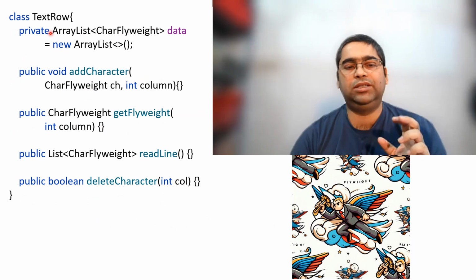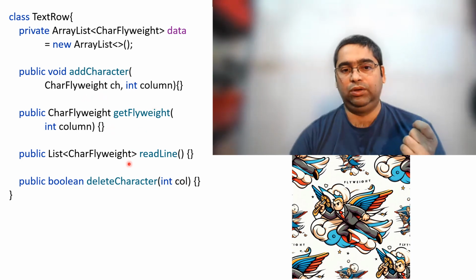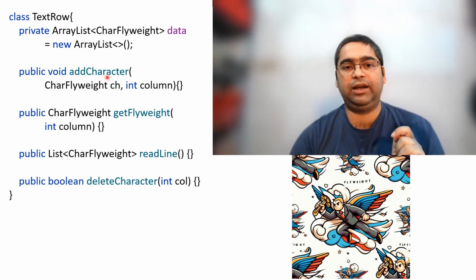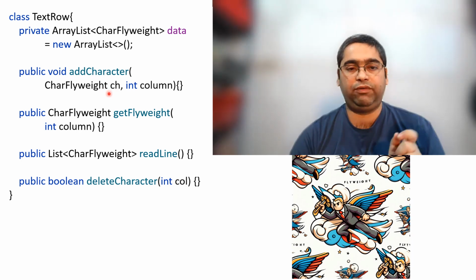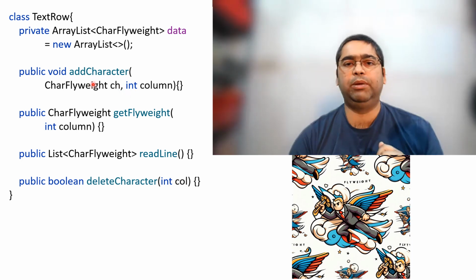Our text row class is just a wrapper over an array list. So it's basically an array list of Flyweight, and it has methods to add a character at a given column or position, to get that Flyweight object, to return all the Flyweight objects as a list of strings, and to delete a character from a column. The one method which needed custom implementation was add character, where you have to delete a character from the middle and then push the remaining characters on the right one place to the left, so that the empty space can be filled. We will see its implementation as we move on.